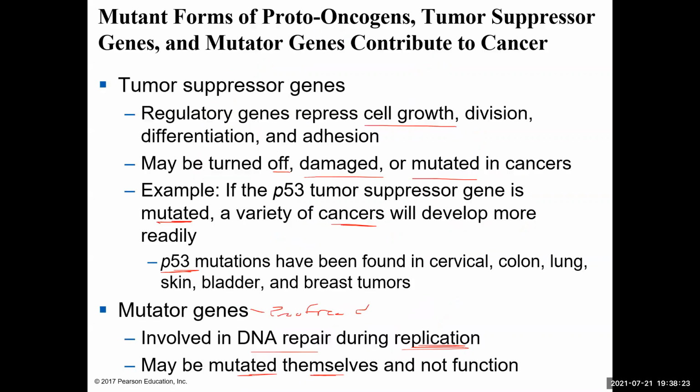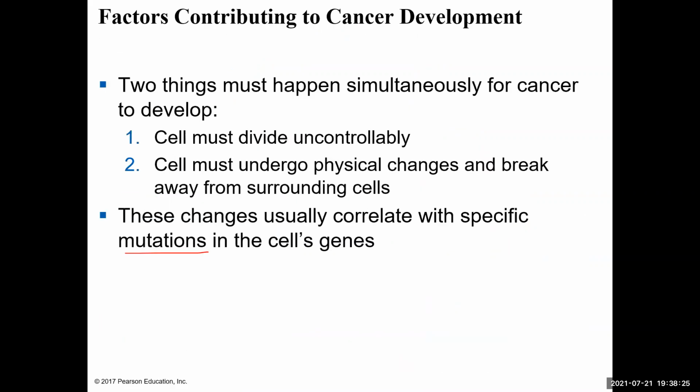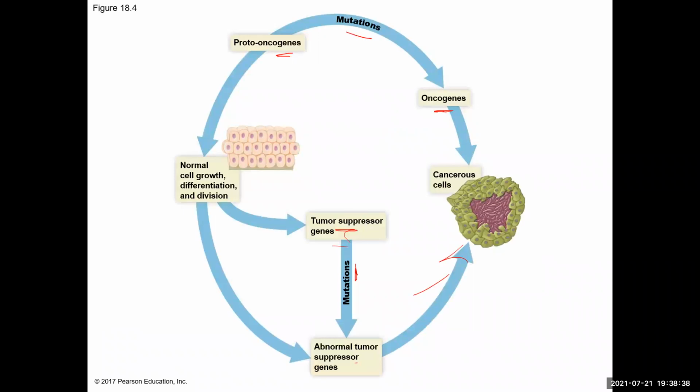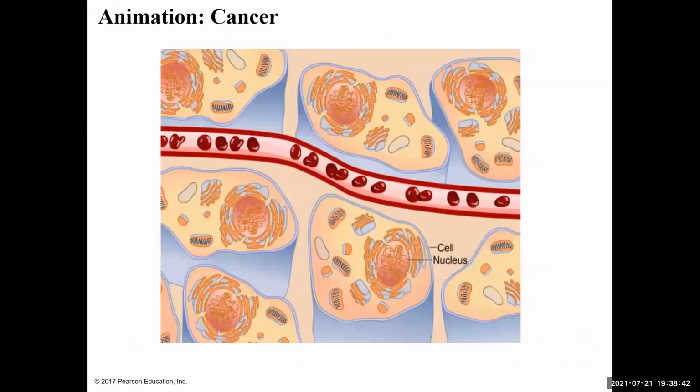But the key factor here, like we mentioned, is that mutations in these genes are allowing the cells to divide uncontrollably and to undergo physical changes that cause them to have abnormal structures and functions compared to the normal cells in the tissue. So we have a little video that summarizes a lot of this information, and we'll just check that out before we continue to move on.